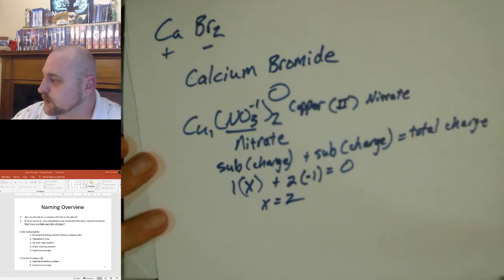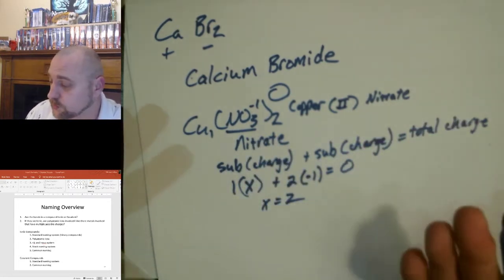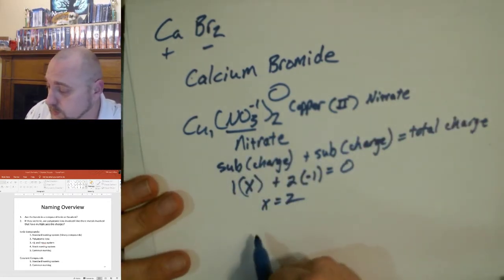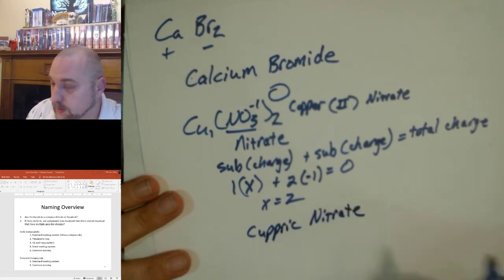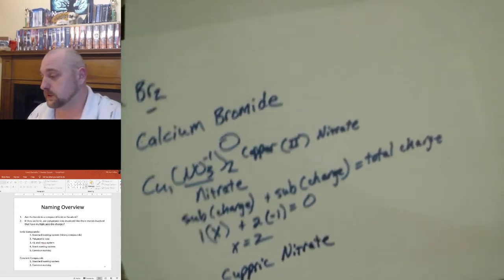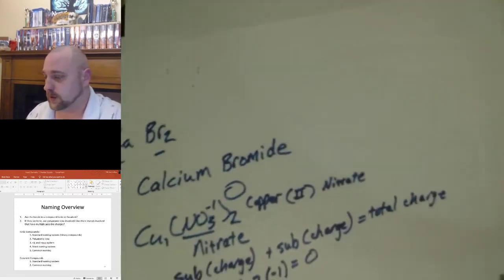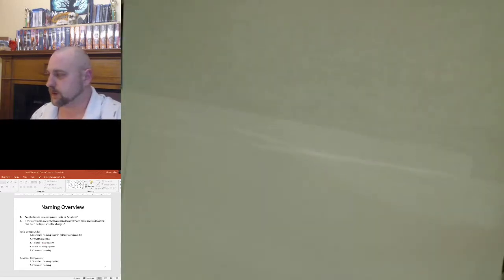Now if they had told me that copper could be +1 or +2, then this would also be cupric nitrate. Keep in mind on the test I'll always tell you the options if I want you to have multiple ones. Now, let's rattle some stuff around here.